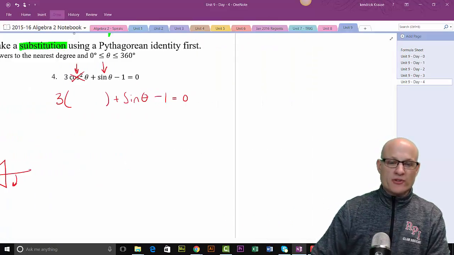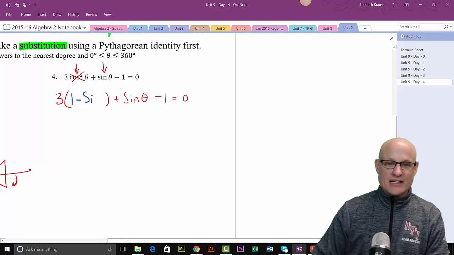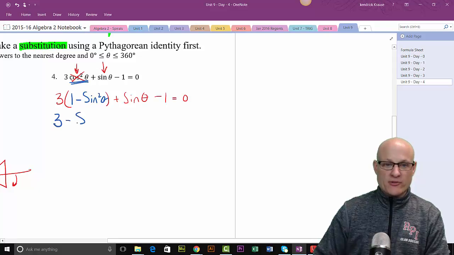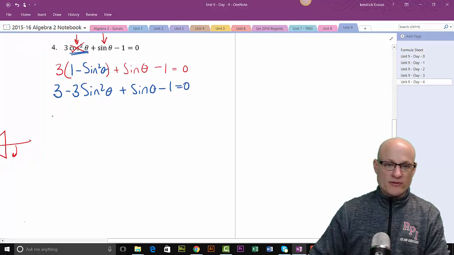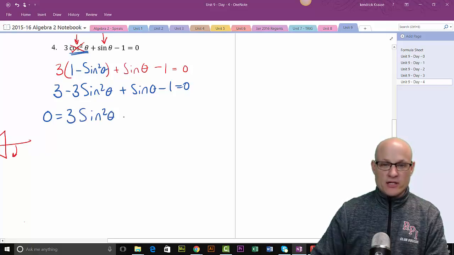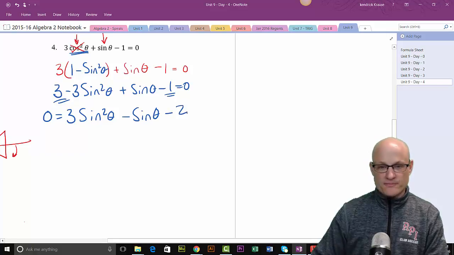Let me do it in a different color so you see it. I'm going to replace it with 1 minus sine squared theta. That's what this is equal to. I distribute. I get 3 minus 3. Forgot my 3. 3 minus 3 sine squared theta plus sine theta minus 1 equals 0. And just like the last problem, my squared's not positive, so I'm going to move everything to the right side. 0 is equal to 3 sine squared theta minus sine theta. Now, when I put these two together, I get 2, and when it goes to the right side, it becomes minus 2.